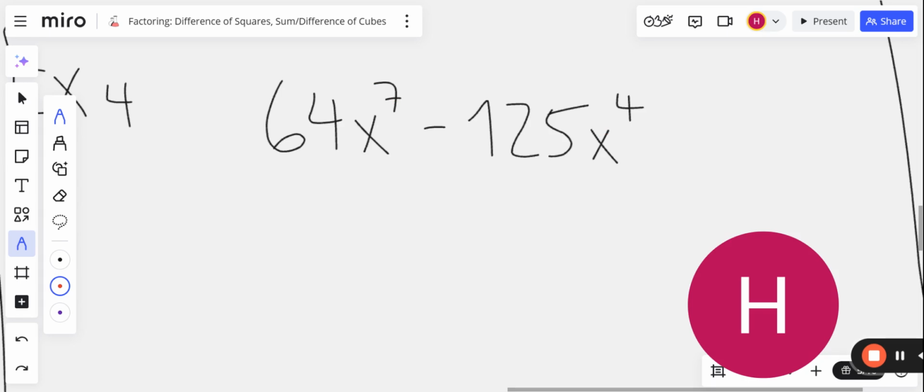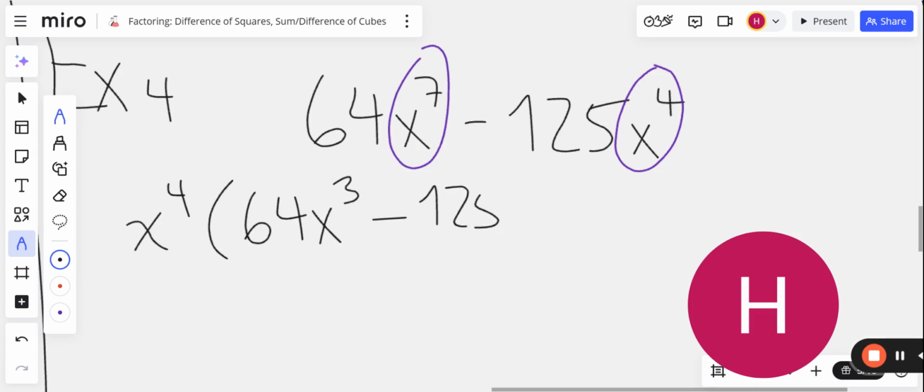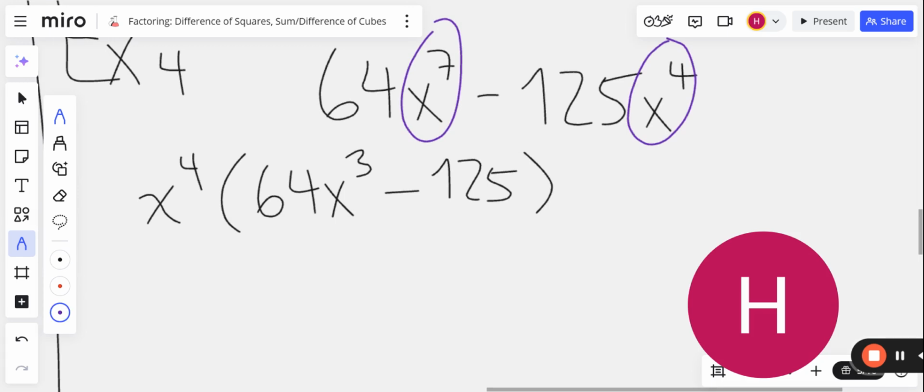So what do we do? GCF. We have to take something in common. These have x's in common. How many? They have 4. And that will leave us with 64x cubed minus 125. And now this is finally starting to look like a difference of cubes situation.